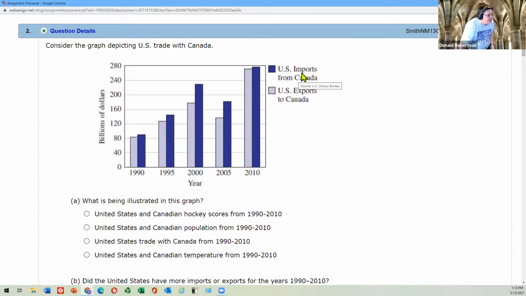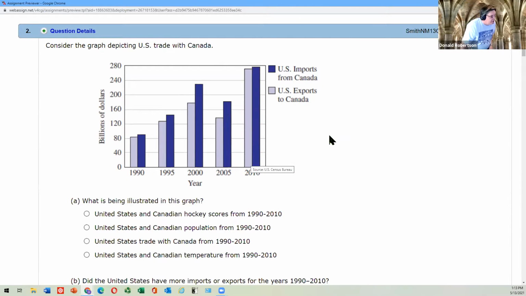If you look at this, this is in terms of what we do. The United States imports from Canada, the dark blue, and they export to Canada, the light blue. Now, when you do a comparison, do you notice that the dark blue, no matter which year you pick, is always bigger, which means that we import more? We buy stuff from Canada more than we sell it.